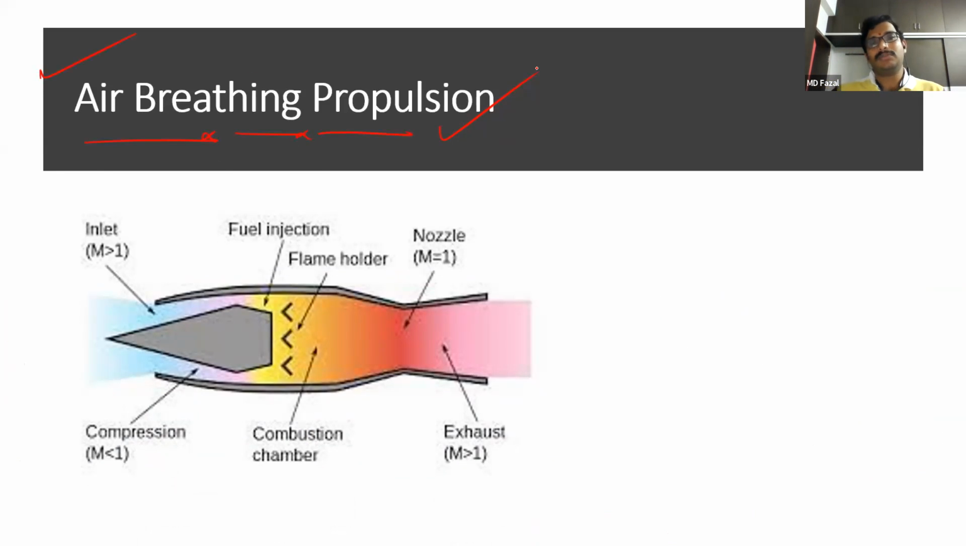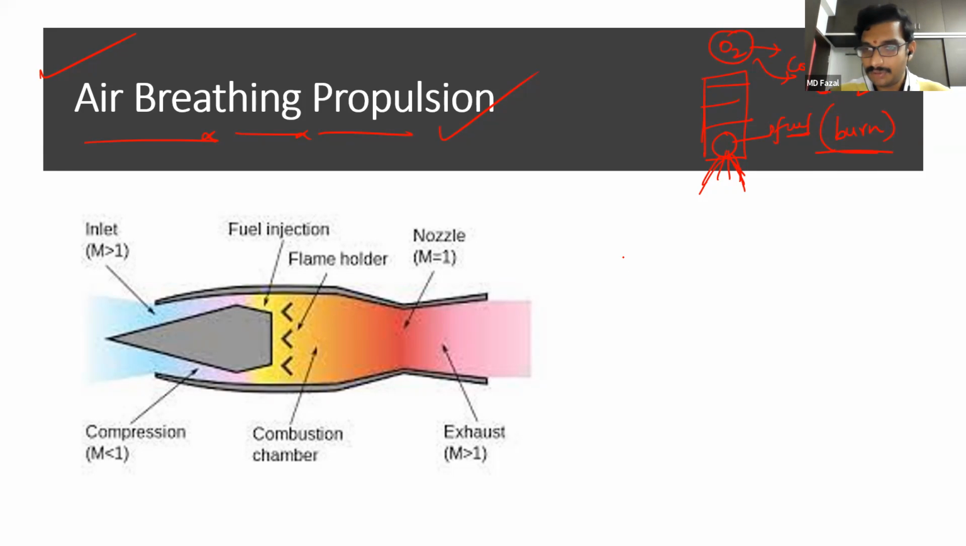Air breathing propulsion means, see, the rockets which we have, whether PSLV or others, have engines and fuels. The fuel is burning in the engine. How will burning happen? Fuel has to burn, right? Burning is called combustion. Combustion will happen only with the help of oxygen. When oxygen is there, only then can combustion generally happen.